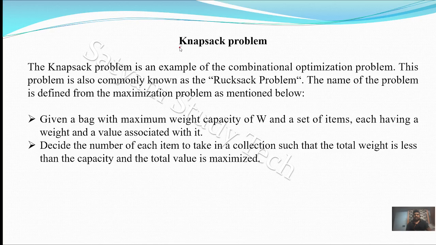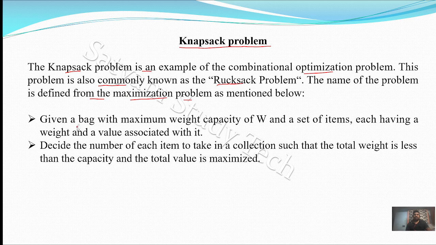Today's topic is the knapsack problem. The knapsack problem is an example of a combinatorial optimization problem. This problem is also commonly known as the rucksack problem. The name of the problem is defined from the maximization problem. So what is meant by maximization?